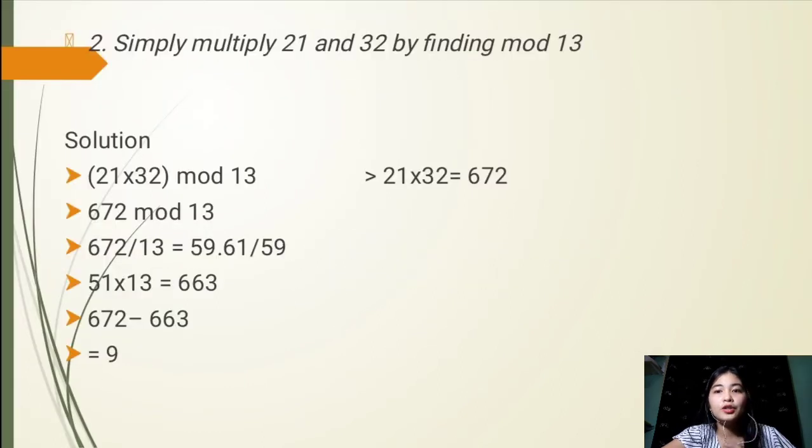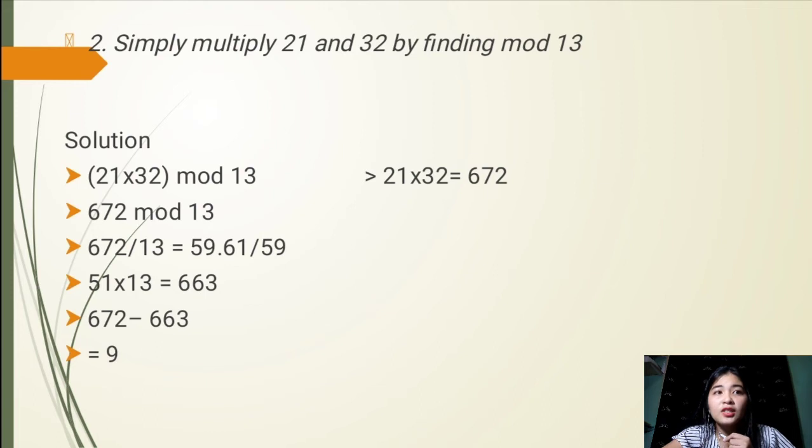So here in number 2, the given numbers were 21 and 32, and we will find the mod 13. 21 times 32 mod 13. I will only use times because it is easy to understand, and also it is easy to learn. So 21 times 32 is equal to 672, and just copy the mod 13.